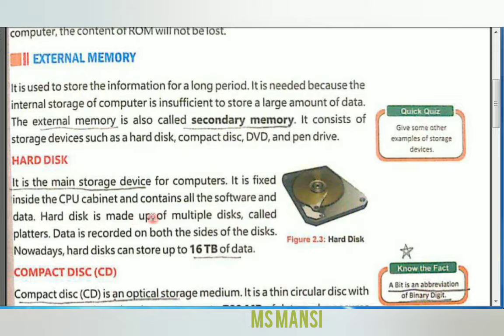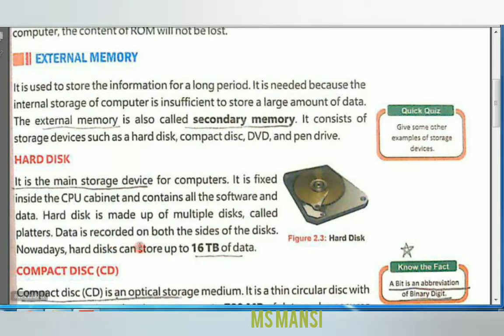Hard disk is made up of multiple disks called platters, so data is recorded on both sides of the disk. Nowadays a hard disk can store up to 16 TB of data.